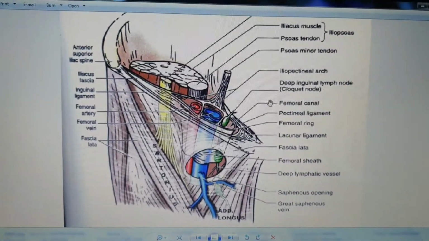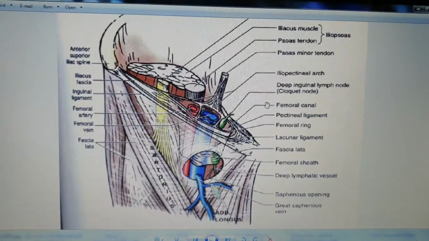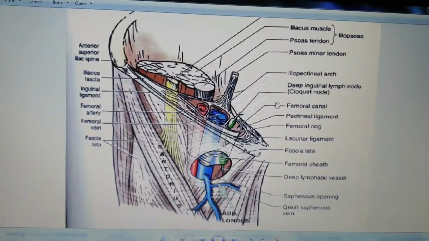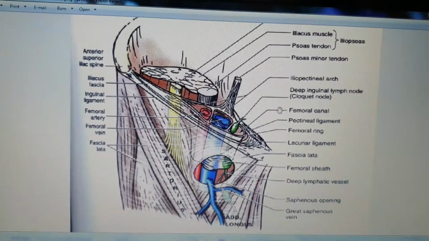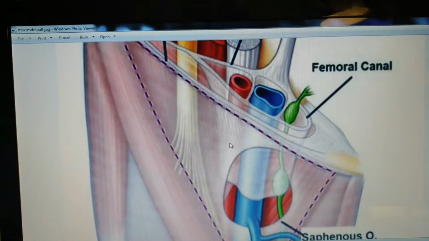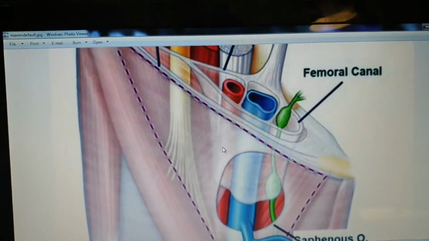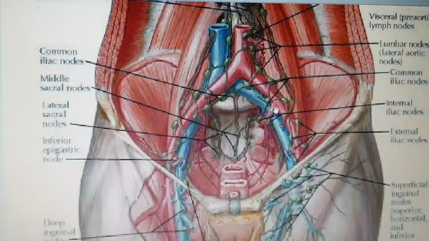Now let's discuss something about the femoral sheath. The femoral sheath basically is a prolongation of two fasciae of the abdomen into the upper part of the thigh. One is the fascia transversalis and the other is the fascia iliaca. This femoral sheath encloses the femoral vessels, which include the femoral artery and the femoral vein, and also some lymph nodes. But the femoral nerve lies outside the femoral sheath.